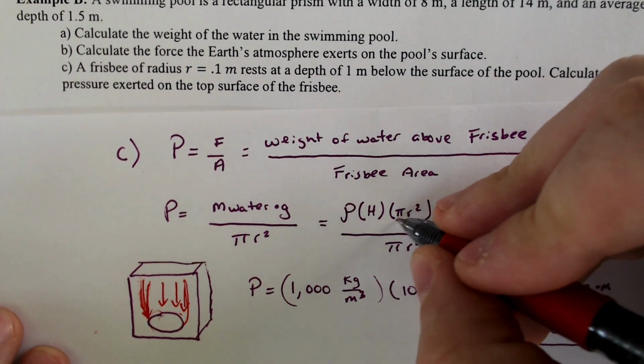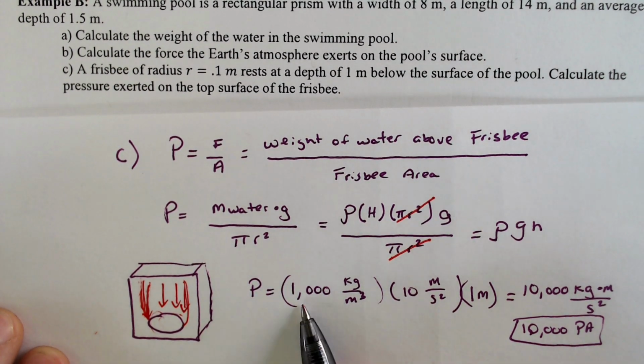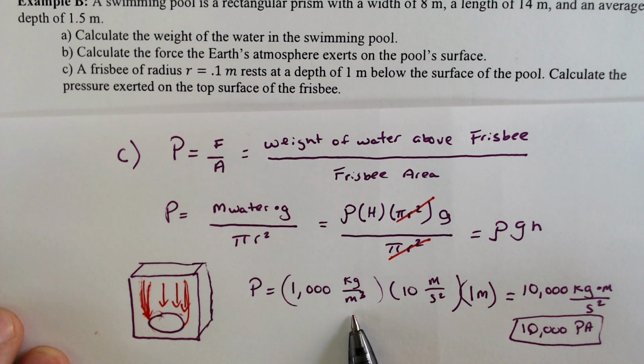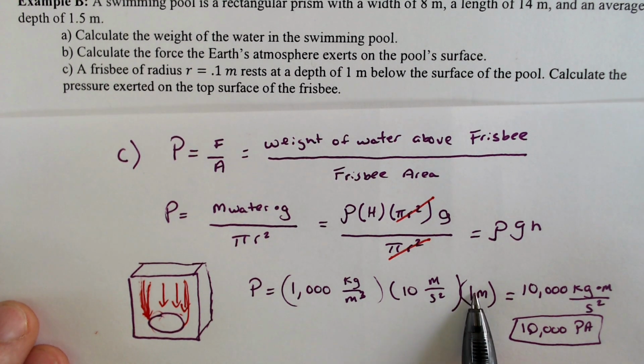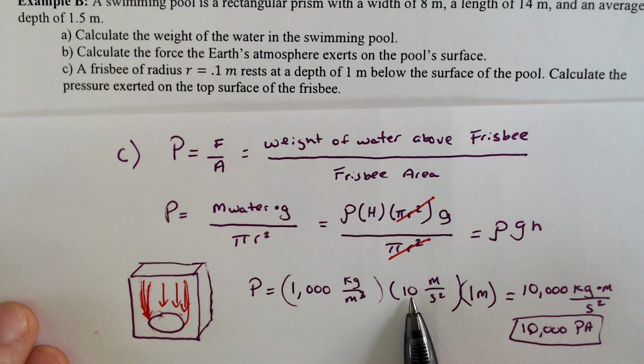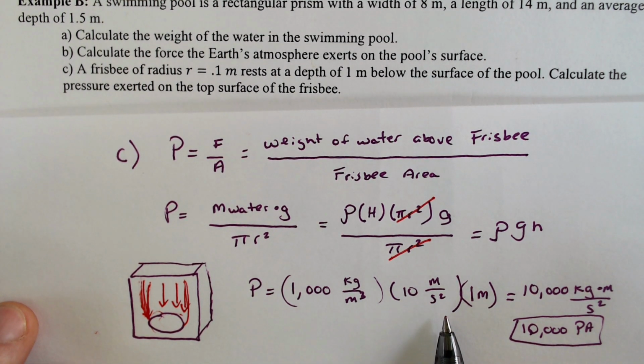Those pi r squareds for the area will cancel out. And we have 1,000 kilograms per meter cubed for the density of water, times the height of that water, which is 1 meter, times gravity, which we're rounding to 10 meters per second squared. And we would end up with 10,000 pascals.